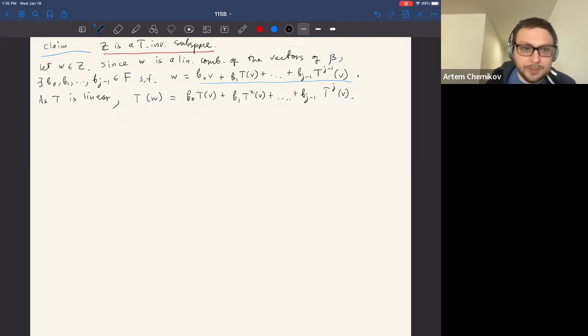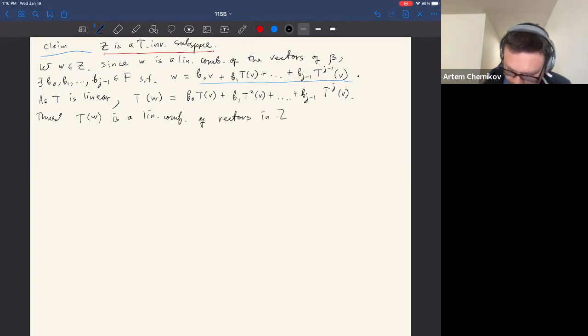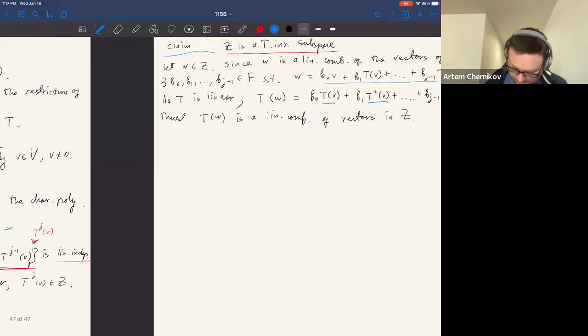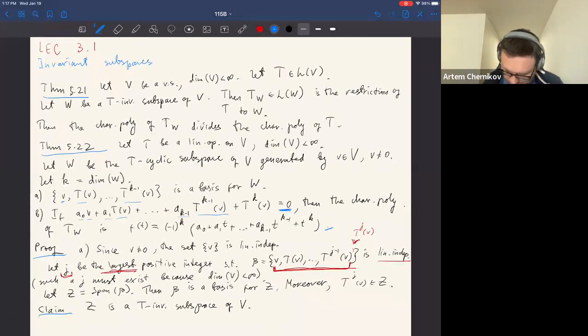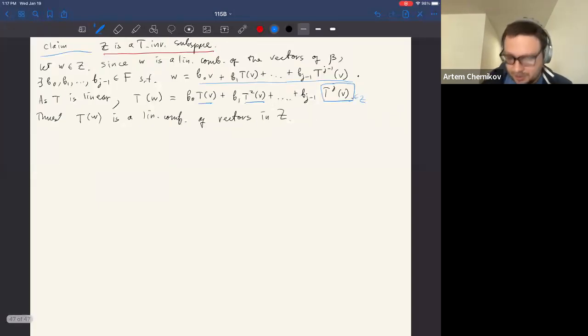But then what do we get here? So this means that the vector T(w) is a linear combination of vectors in Z, okay? Because look, these are all vectors in Z. And for the last one, that this is in Z as well, we know this by what we just discussed, right? So this was the remark that T^j of v belongs to Z because j was chosen maximal. So then each of these vectors is in Z.